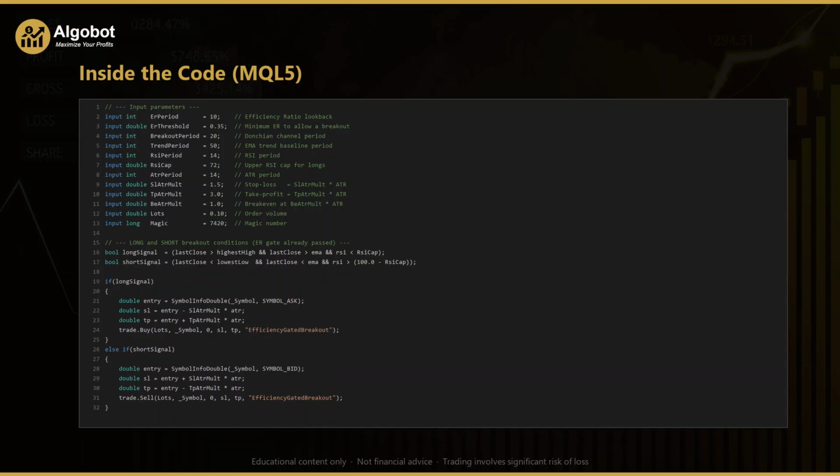The short signal is the mirror image. It is true when the last close is below the lowest low, below the moving average, and the relative strength index is above the mirrored level. Here the entry is the bid, the stop sits above entry and the target below, and the code calls trade.sell. Notice both sides share the exact same volatility-based stop and target structure, just flipped in direction.